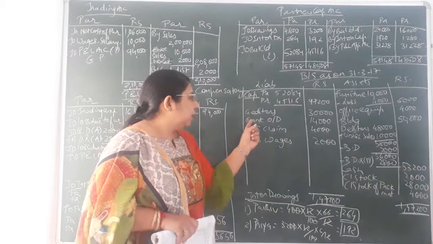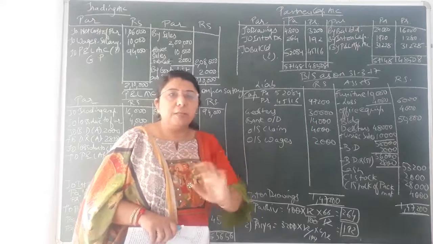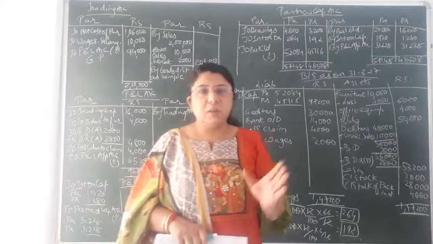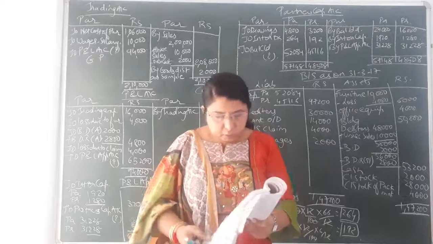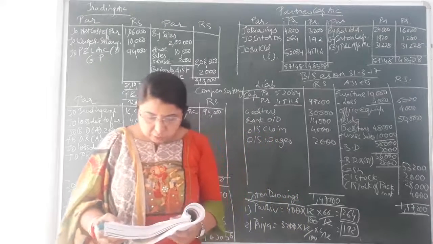You can see I have written liability side of balance sheet, bank overdraft, that is rupees 14,000. Now we have completed all the entries of trial balance. Now moving on to the adjustments. The first adjustment, that is provide 8% interest on capital and 12% on drawings.